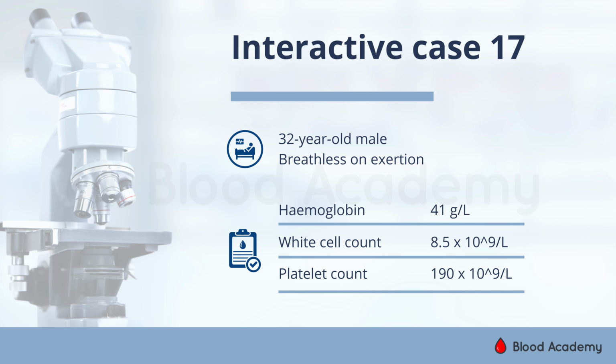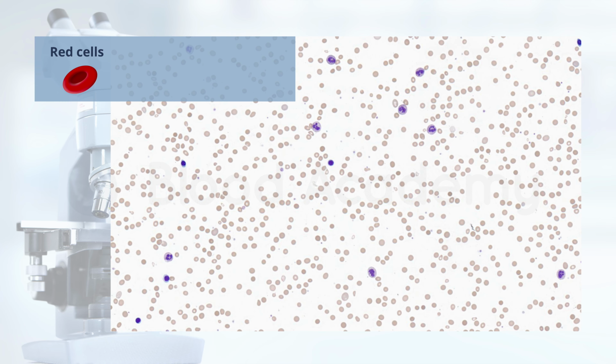In this case, we have a 32-year-old male presenting with exertional breathlessness. The patient has a normal white cell and platelet count, but is markedly anemic. Let's see what the blood film shows. At low power, it is clear that the patient is anemic with a marked reduction in red cells.